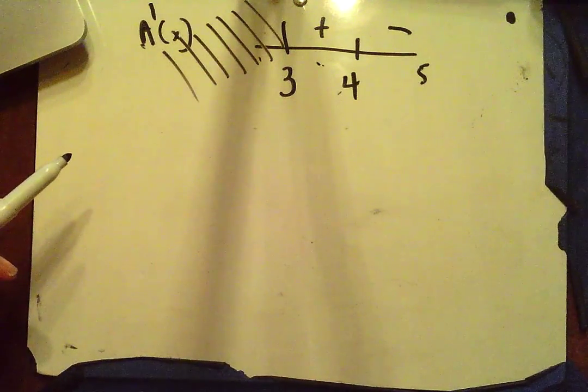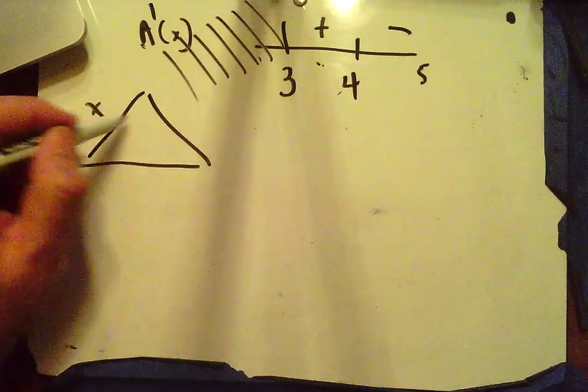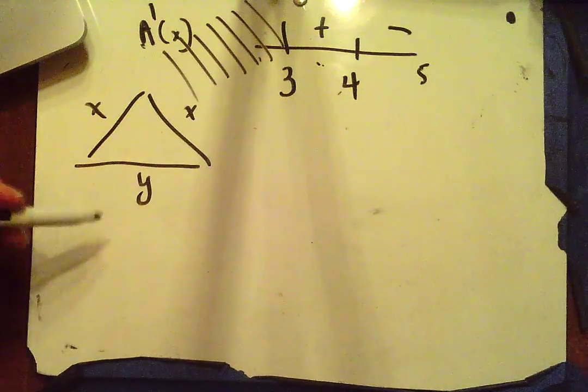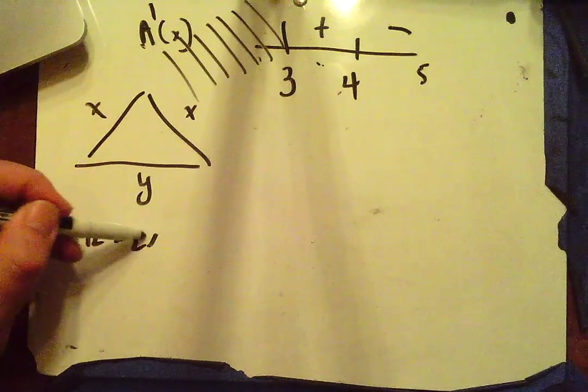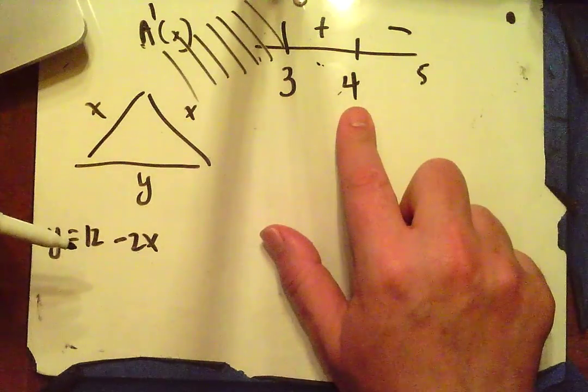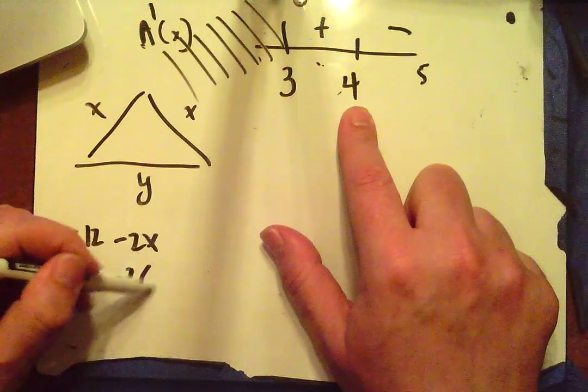And what are we asked to find here? Find the lengths of the sides. Well, remember in our picture that we said this was x, x, and y. And we said that y was equal to 12 minus 2x. Since we know that x equals 4 is our max, we're going to do 12 minus 2 times 4.